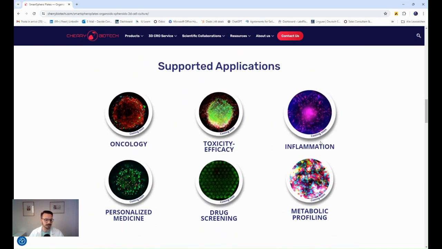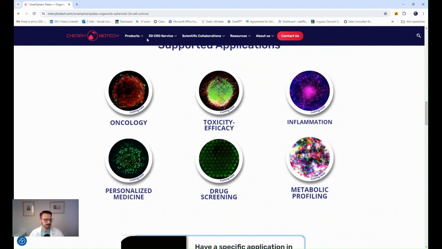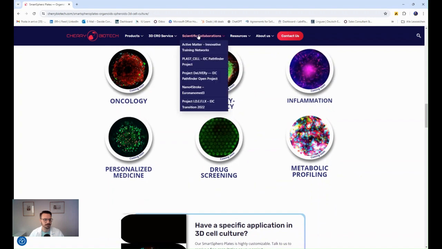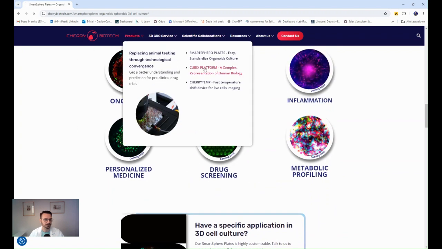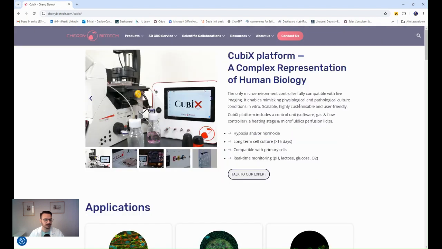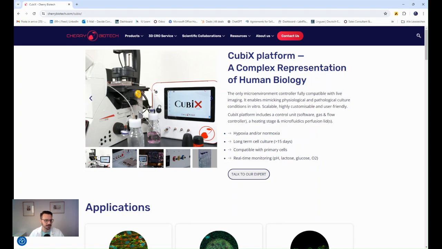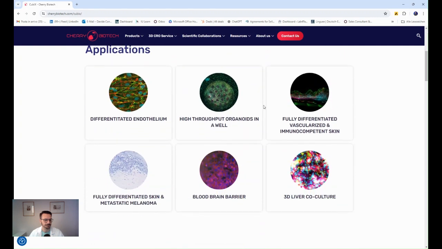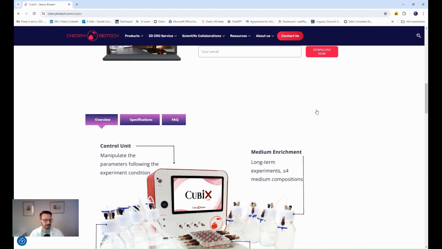So this is obviously a really good application, and as you see, there are a lot of different applications from oncology, toxicity, inflammation, screenings, and metabolic profiling, where you're able to do all of these in a well. And then they have a second product that is the Cubics platform, where they basically also have a device. And this is a really nice device enabling also imaging.